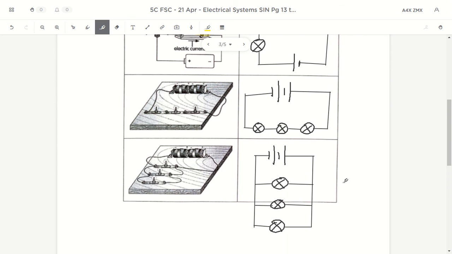So the next two is more complicated. Same thing, doesn't matter whether it's complicated or not. First thing, always draw in the parts first. So I have two batteries over here, negative, positive, negative, positive. That's why I have two batteries also here.